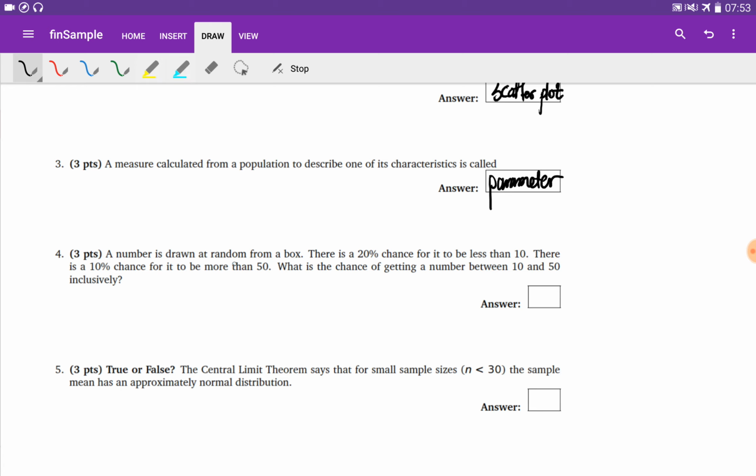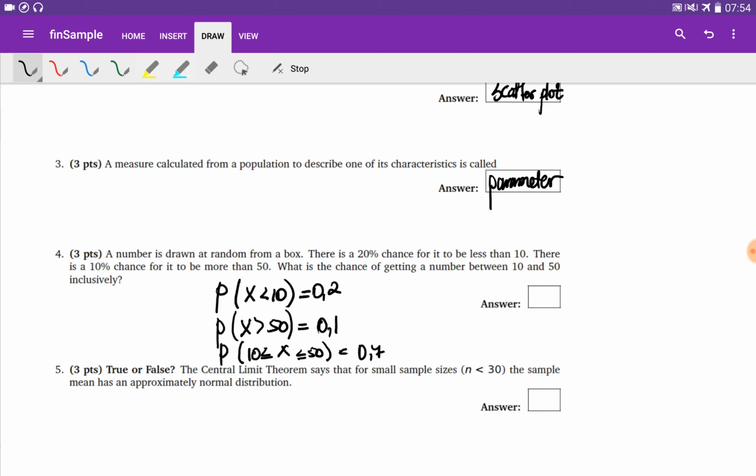A number is drawn at random from a box. The probability that this number is less than 10 is 0.2, or the chances that this number is less than 10 are 20%. There is a 10% chance that it is more than 50. It means that the probability that X is more than 50 is equal to 0.1. We need to find the probability of getting a number between 10 and 50. It is going to be the probability that X is between 10 and 50. Basically, it should be equal to 0.7, so that the sum is going to be equal to 1.